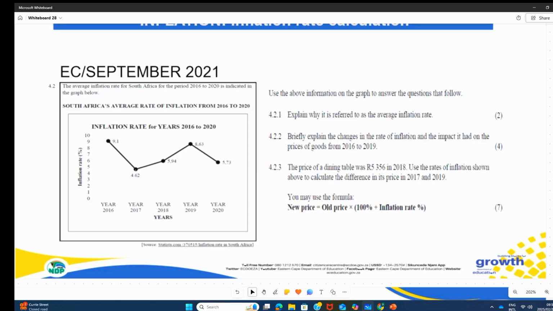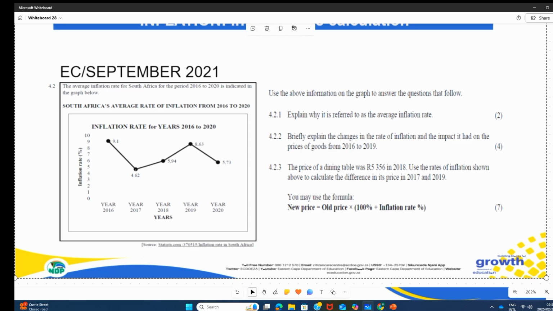The first question wants us to explain why it is referred to as the average inflation rate. The second question wants us to briefly explain the changes in the inflation rate and the impact it had on the prices of goods from 2016 to 2019. And then the last one wants us to do the reverse calculation and also a forward calculation.